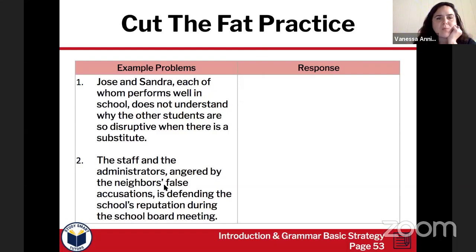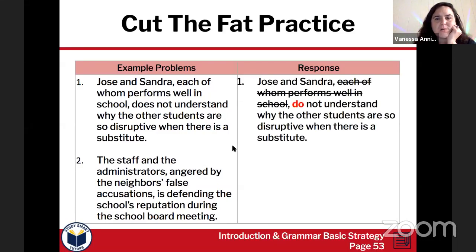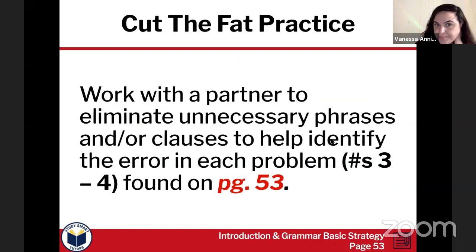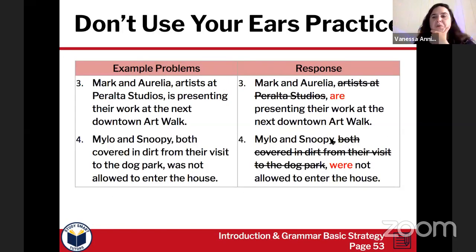So for example, number 1 and 2, we're going to cut out those two areas, right? And then we would see that "Jose and Sandra does not." No, "Jose and Sandra do not," right? "The staff and his administrators is not" or "is defending." No, they are defending. So again, it'll be easier to spot those errors when you cut out the middle phrases, that fat. And here we have two more for you where you can catch that error. Again, I'd rather just show you the tip so that you can apply it when necessary, okay?